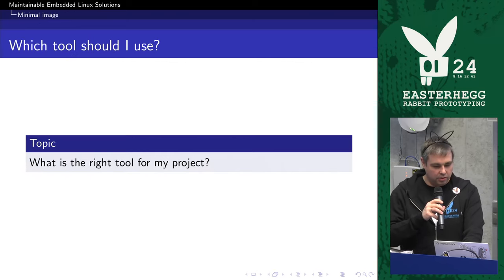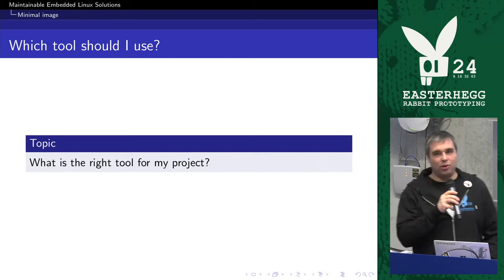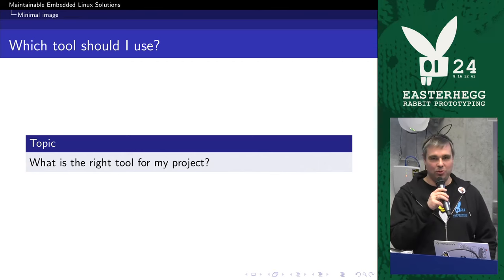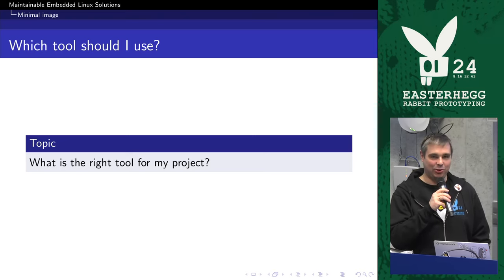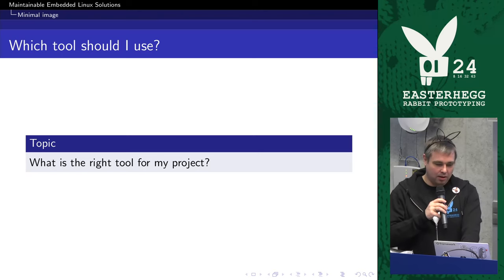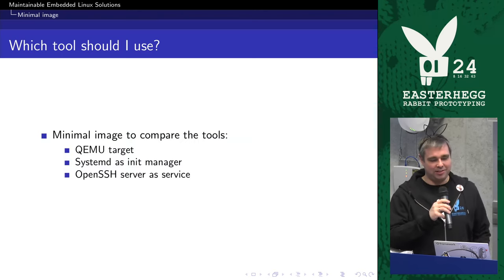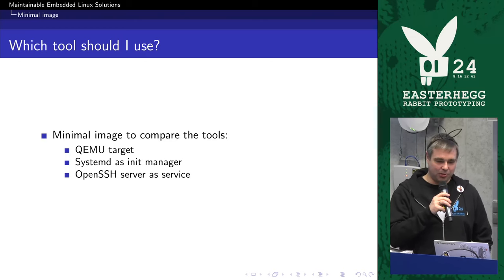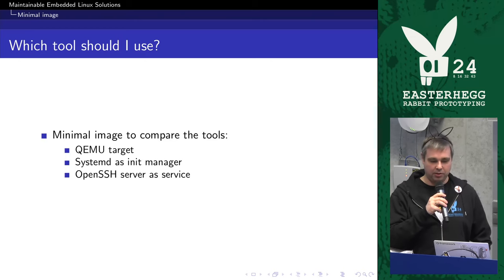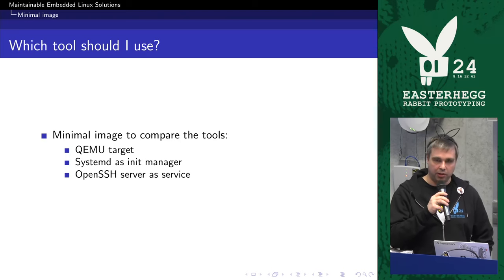Okay, so now you heard about 5 different tools. And you may be a little confused and think, okay, what's now the right tool for my project? We try to answer this by comparing the tools. For this comparison, we have defined a minimal image. We want to build as small an image as possible for QEMU as a kind of neutral target.